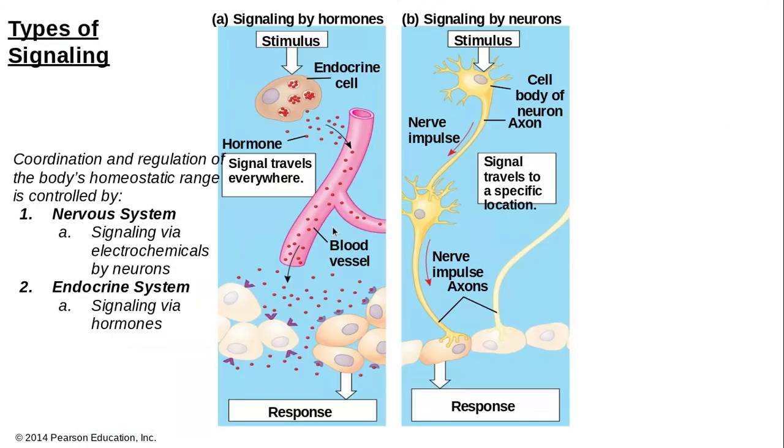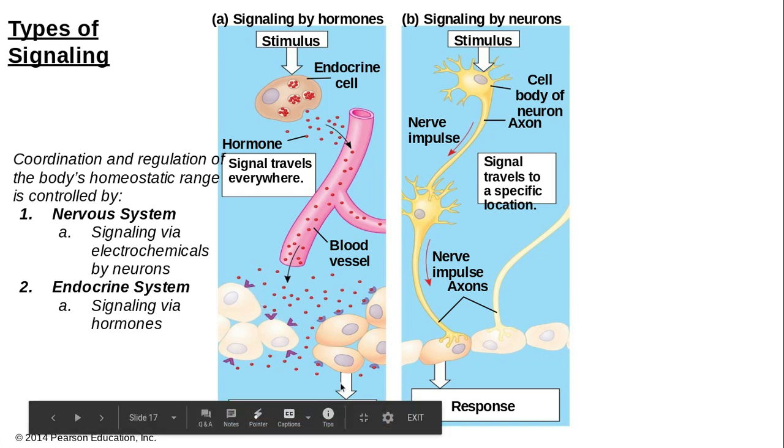So the signaling by hormones, you have some type of stimulus that causes the release of hormones in the endocrine cells, and those hormones leave the cells. They're little chemical messengers that travel through the bloodstream. They are looking for the receptor proteins on those target cells and stimulate a particular response.